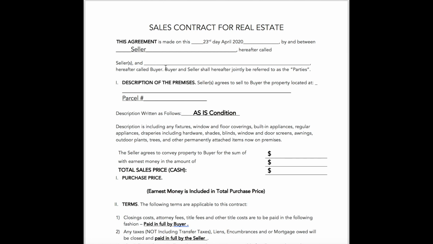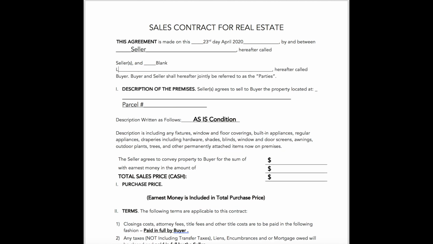It can be you as an individual. It can be you as a company. It can be whoever's buying the property. So we use an LLC, so blankety blank LLC, blank LLC.